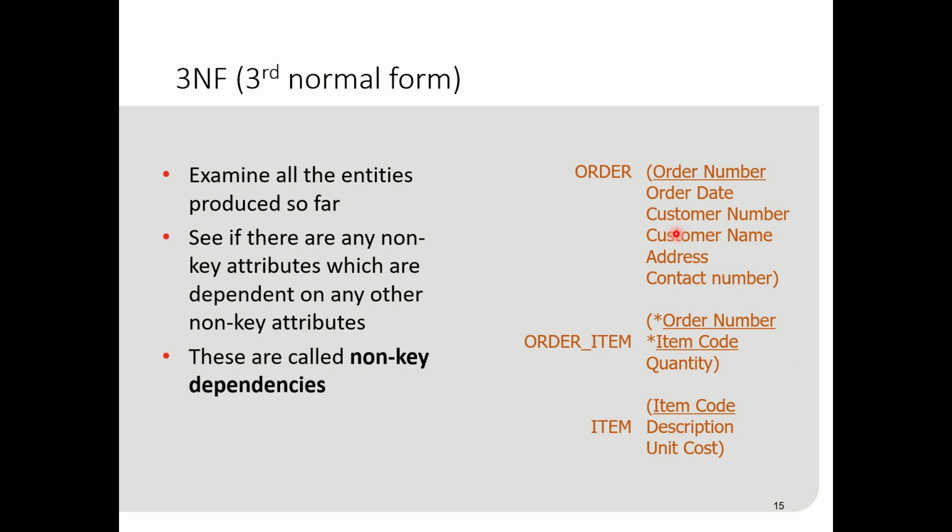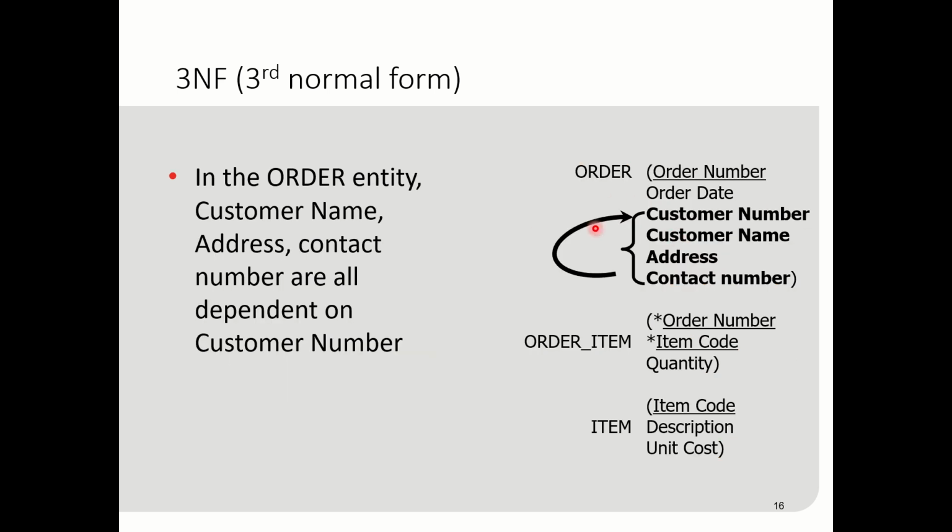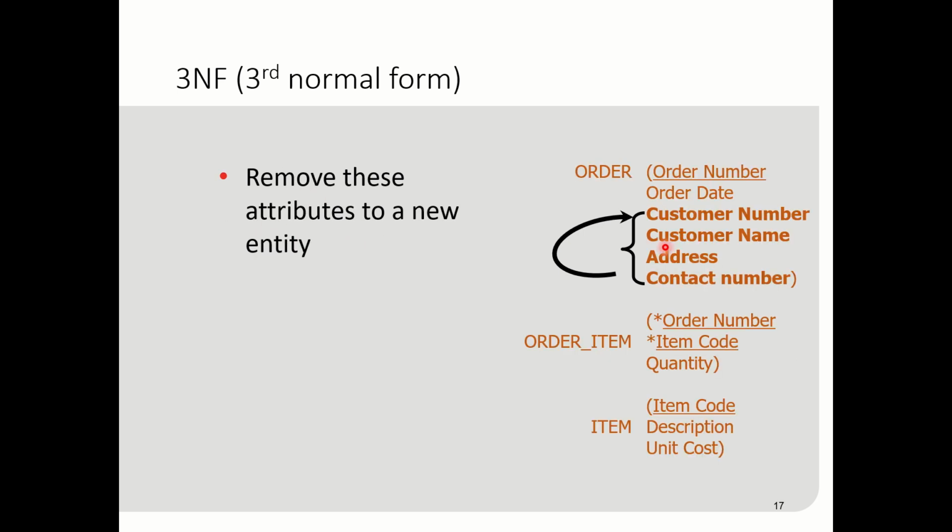All these are non-keys. Customer name, address, and contact number are dependent on customer number. So these non-key attributes are dependent on another non-key attribute, customer number. There is a non-key dependency, or a transitive dependency. So what you have to do is remove all these attributes into a new entity.